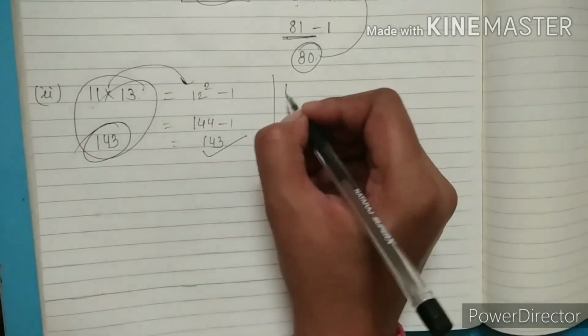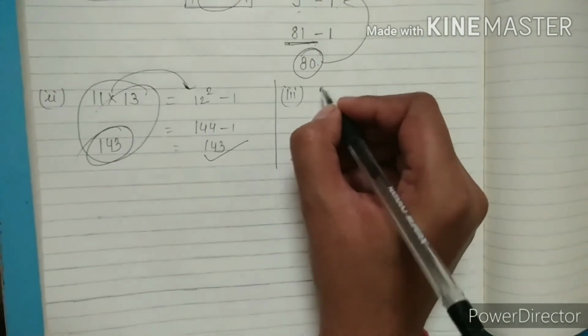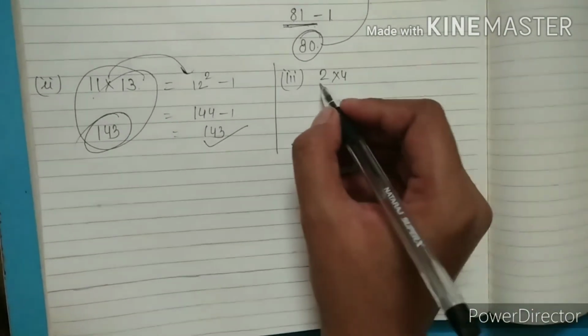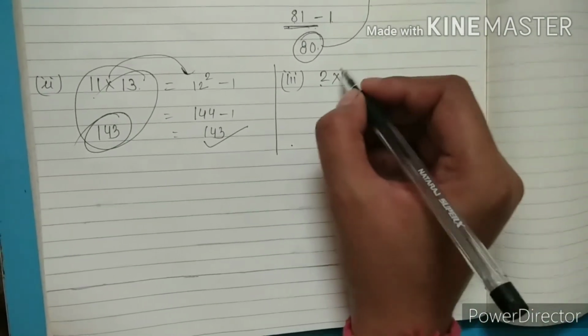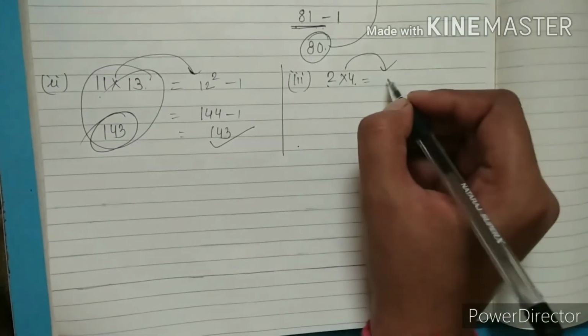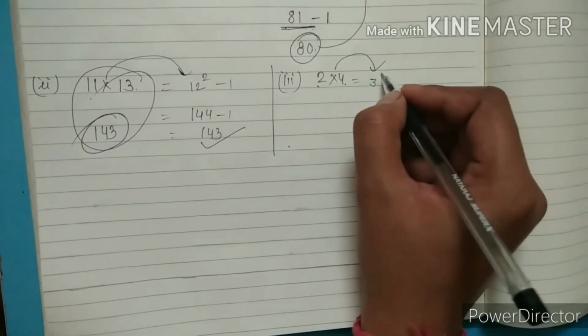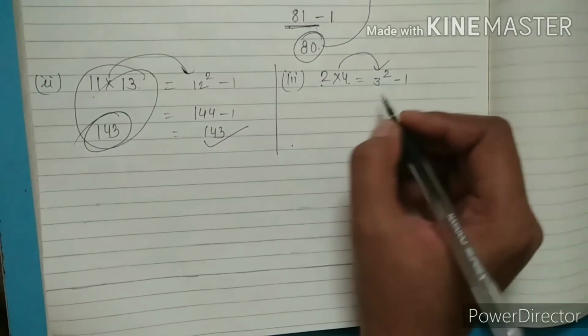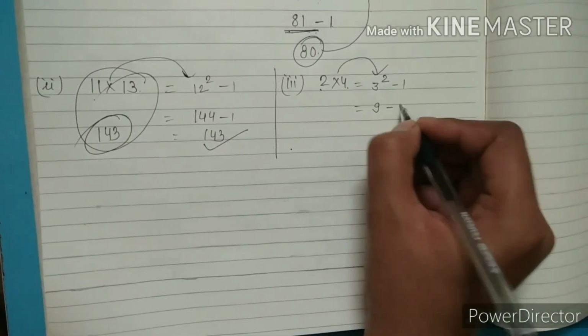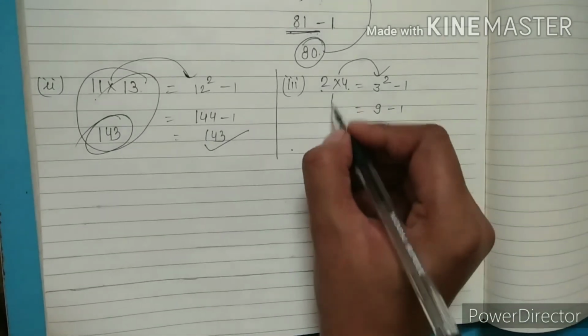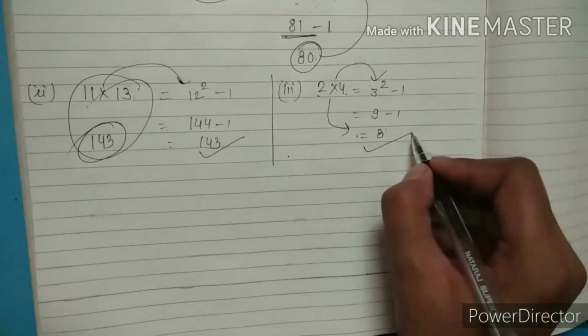One more, third example, 2 into 4. You know how much 2 into 4 is. Which number is missing? 3 is missing. When we take 3 square minus 1, 3 square is 9, and 9 minus 1 is 8. So is this correct? Yes, it is correct.